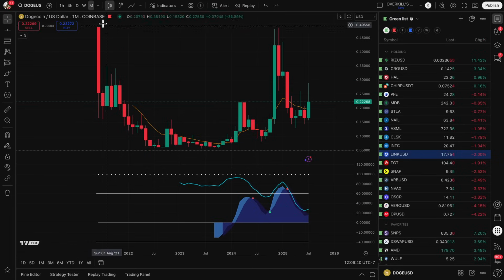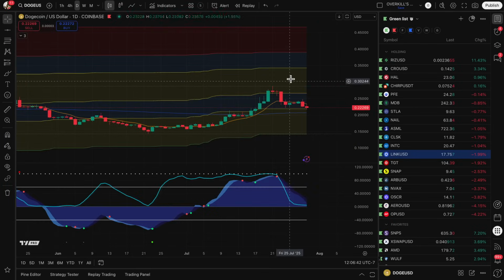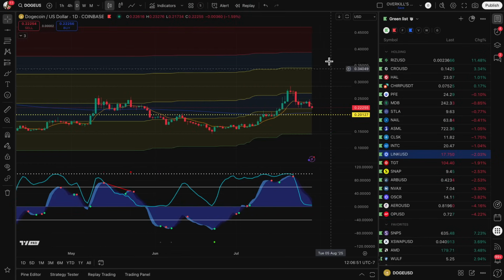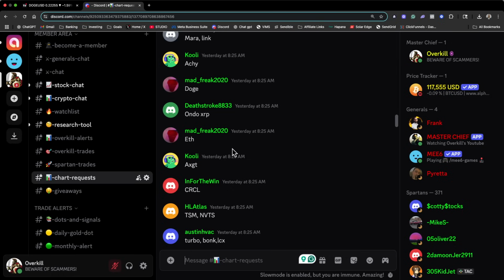But the fact that this showed up here is very interesting. It's still on the red list because that wasn't confirmed, but I like it over 20 cents. If it gets a green dot over 20 cents, I would buy it. And target on that would be anywhere from 40 to 45.